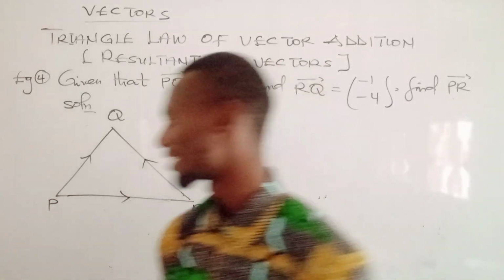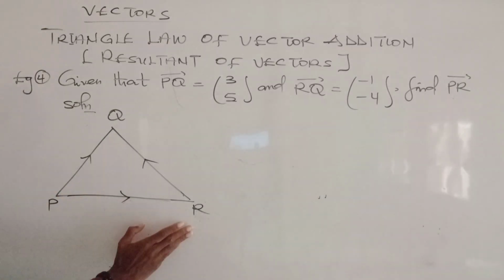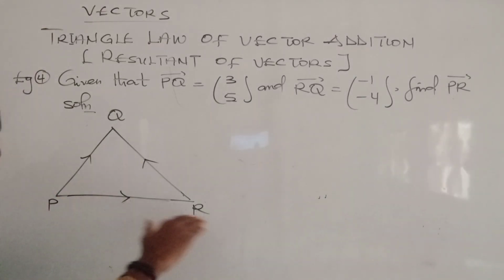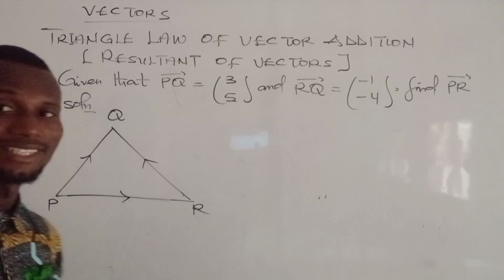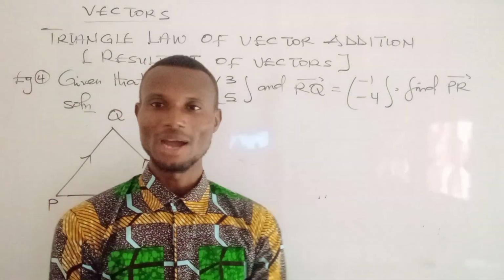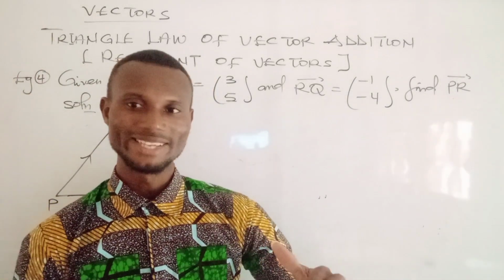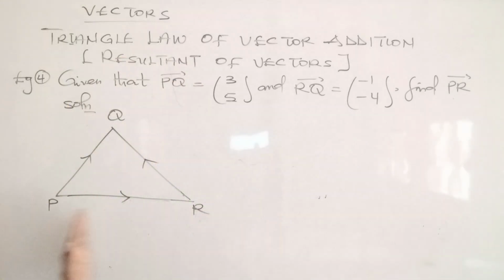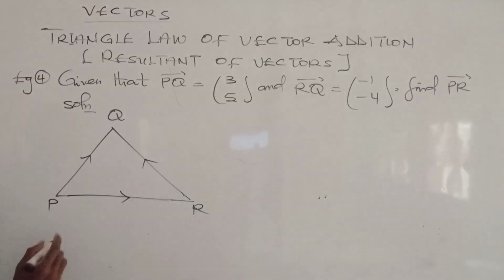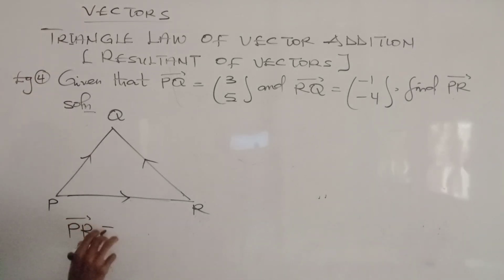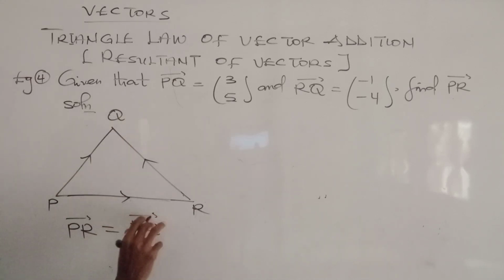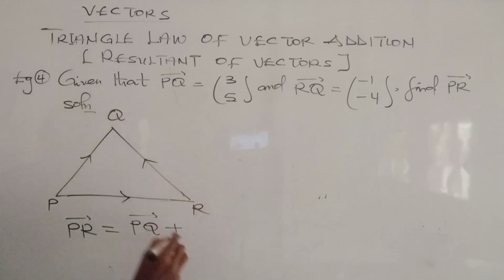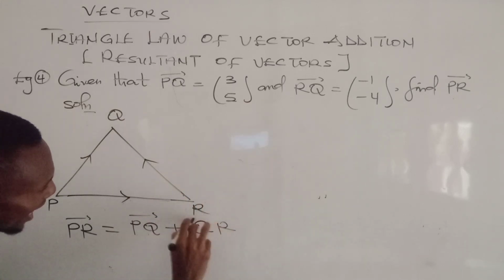Okay, and the law says that to get the vector PR, which is always at the base of the triangle, it is important that whatever you are being asked to find, you place it at the base of the triangle. So the law says that to find the vector PR, it will be equal to, let me write it down, vector PQ plus vector QR.